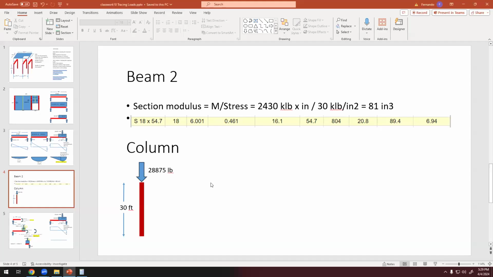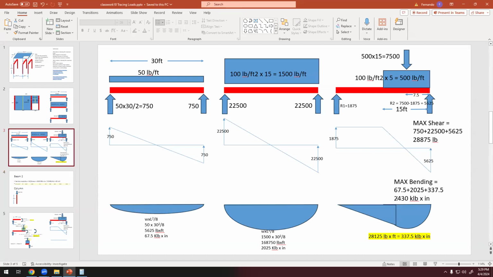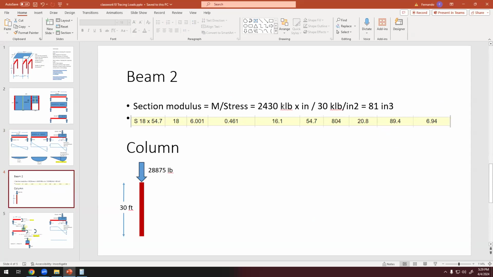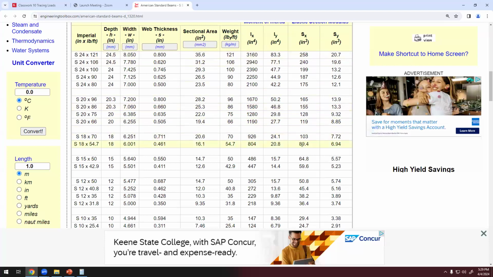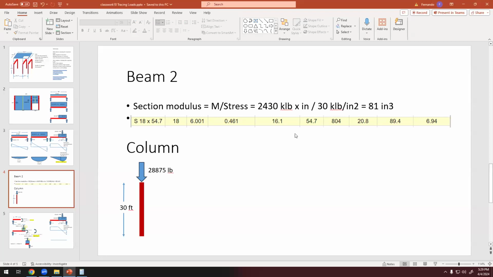So okay, we are calculating the column now. We have calculated the beam with the section modulus. It's the maximum bending moment divided by the stress. So the maximum bending moment, let me check if I did it correctly, is 2,430 kilopounds per inch. The stress in steel is always 30 kilopounds per square inch. So we have 81. We go to the catalog, and we need the section modulus that is greater than 81. So this is the correct answer. Yes, I double checked, and this is it.